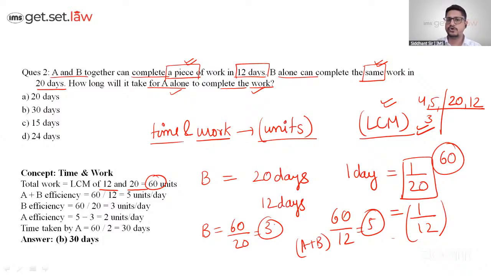The total efficiency is 5 units, and B's efficiency is 3 units. That means 2 is the efficiency of A, right? Now with these 2 units per day, the total work is 60 units. So the time taken is 60 divided by 2. The answer will be 30 days, so the answer is option B.